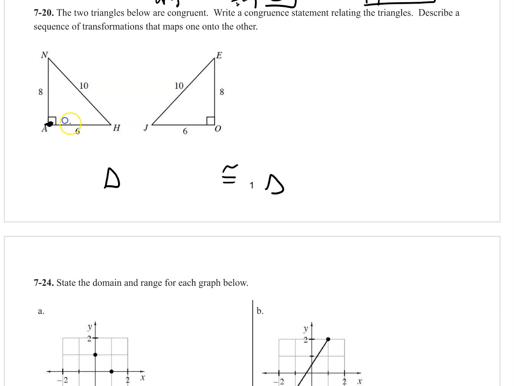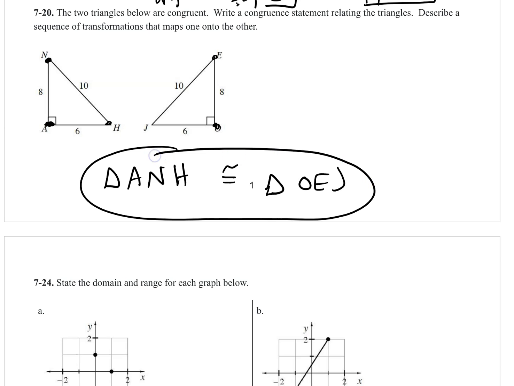If I start on the left triangle, if I say triangle ANH, then it's congruent to triangle, it needs to match. So since I started with A, I had to start with O. And from A, I went to N next. So that means from O, I need to go to E next. And then finish with J. Triangle ANH congruent to OEJ.